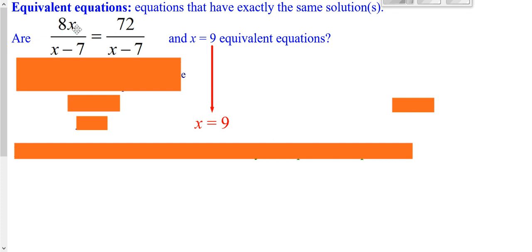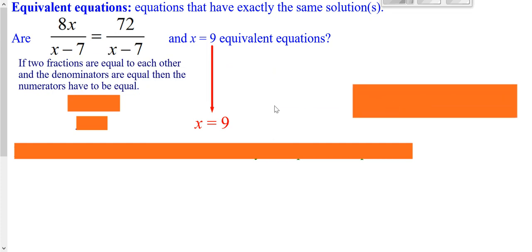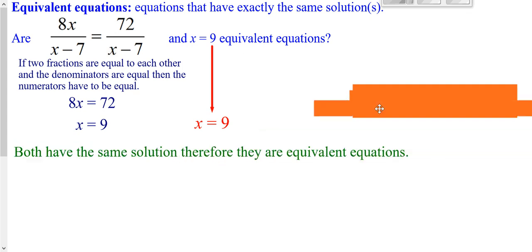Well, on the left-hand side, we have a fraction equaling a fraction. They both have the same denominator. Well, the only way that can be true is if the tops are both equal. So we can set the tops equal. Solve it, we get x to be 9. So since we got x to be 9 for both of them, these are considered to be equivalent equations.